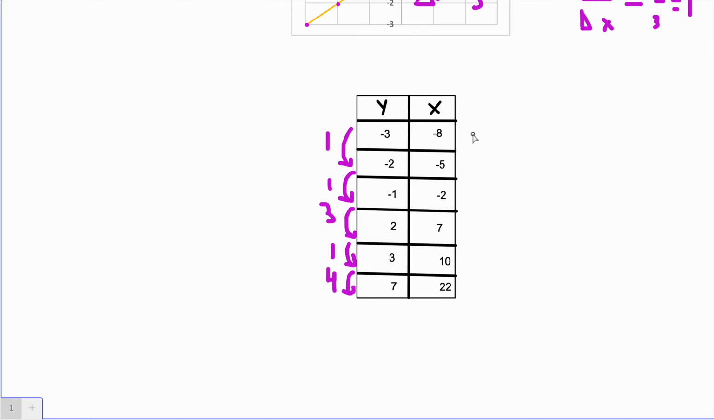Now let's see what's going on the other side. When y increased by 1, x increased by 3, increased by 3 again when it increased by 1. It increased by 9 when it increased by 3. Increased by 3 when it increased by 1. And it increased by 12 when it increased by 4.